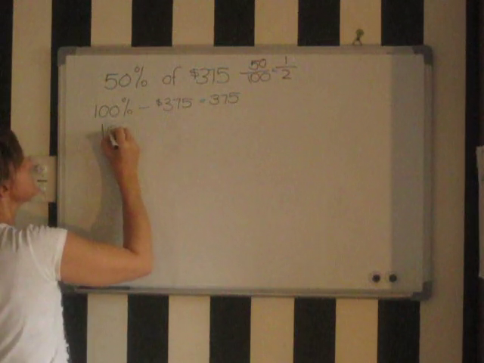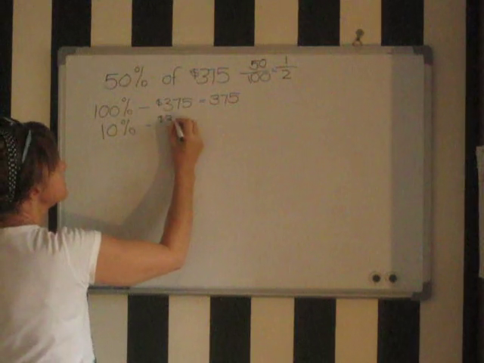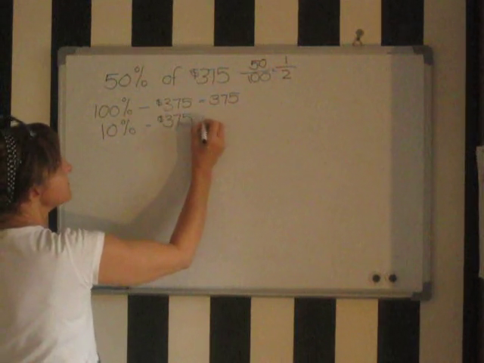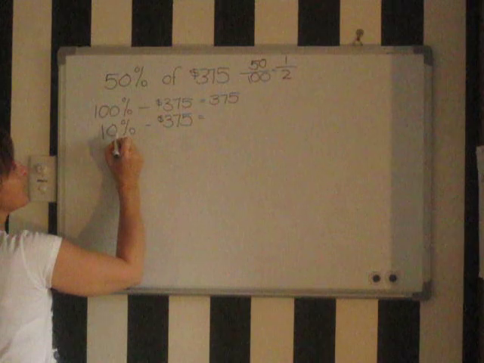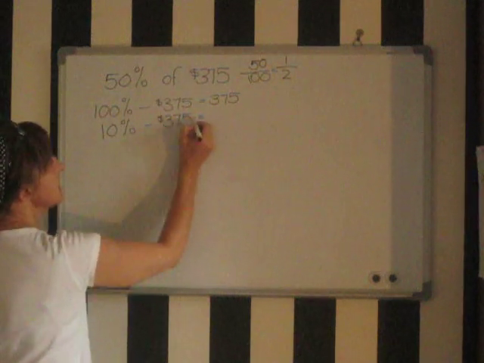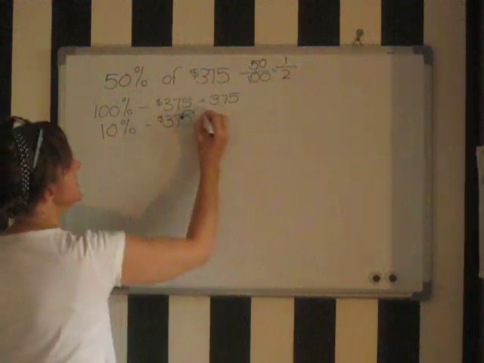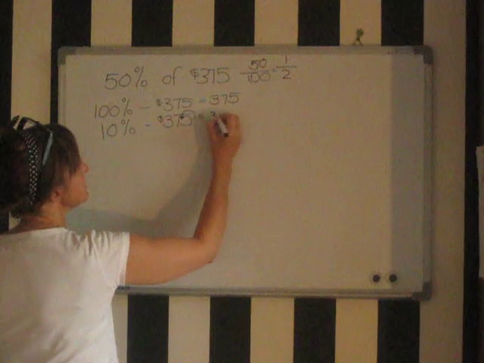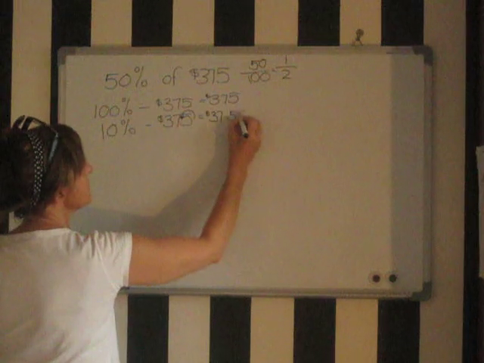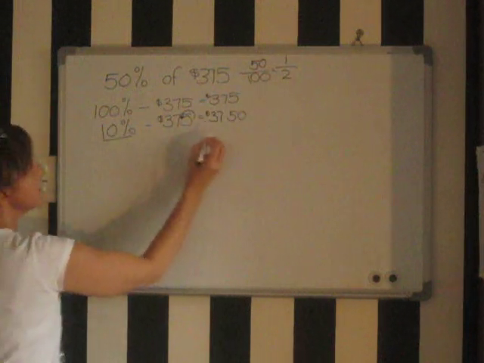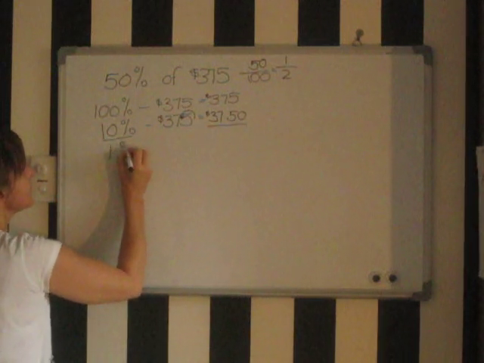Then we're going to look at 10% of 375. Now, this is easy. All we're doing is moving the decimal place. So we've got our decimal point here, and we're going to move it one place to the left. So now it's 37. Let's put our dollars in: $37.50. So 10% equals $37.50.